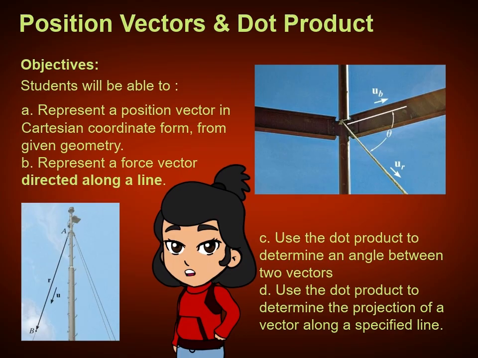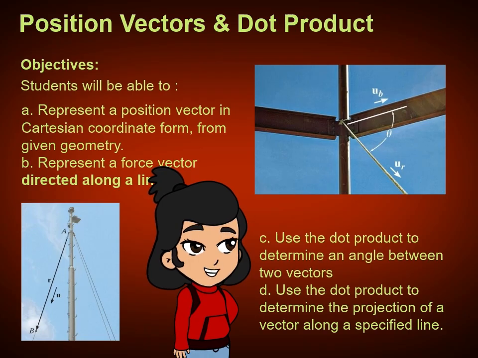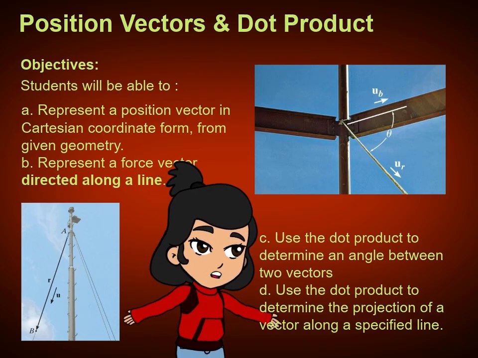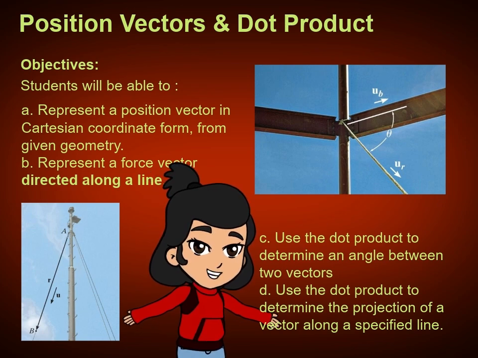2. Represent a force vector directed along a line, 3. Use the dot product to determine an angle between two vectors, and 4. Use the dot product to determine the projection of a vector along a specified line.